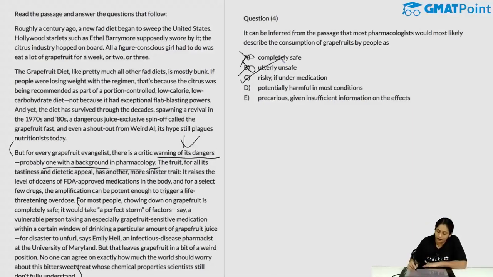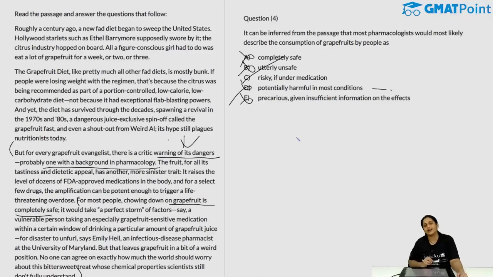The pharmacologist would be issuing a warning of its probable dangers. So C is the right answer; there is probable cause for caution here. Not that you should throw away the grapefruit, but you should be mindful of when you eat the grapefruit, especially if you are taking medication. Potentially harmful in most conditions? In most conditions, it is not harmful. So D is also incorrect. Precarious, given insufficient information on the effects? Again, not precarious. It is given that it is perfectly normal for most people. It is completely safe under most conditions.